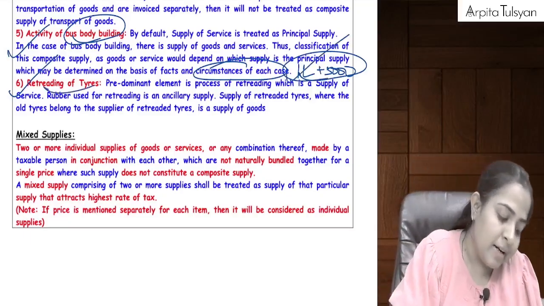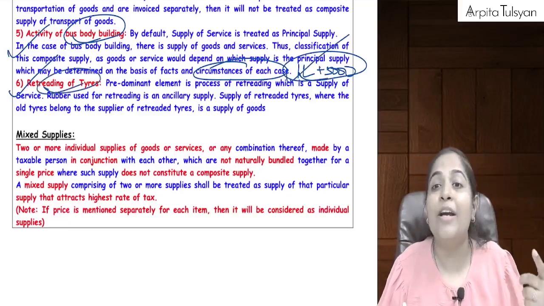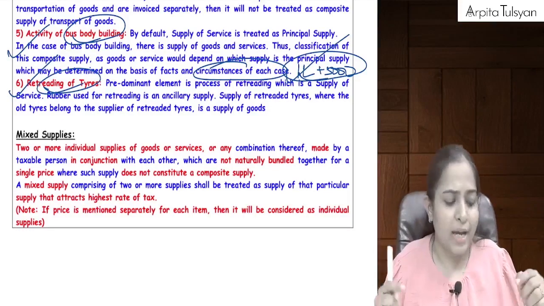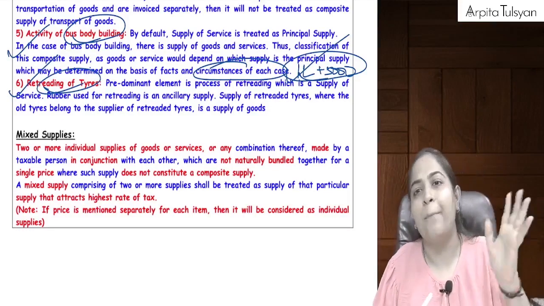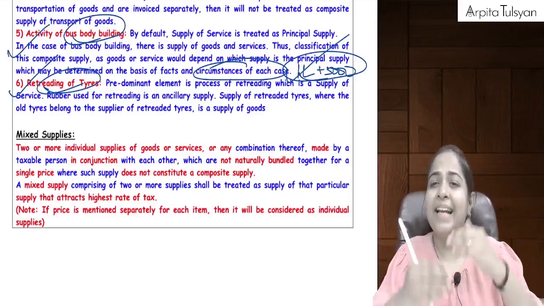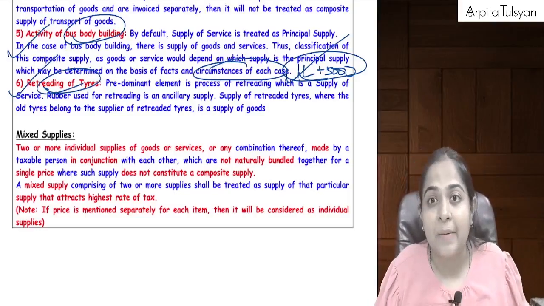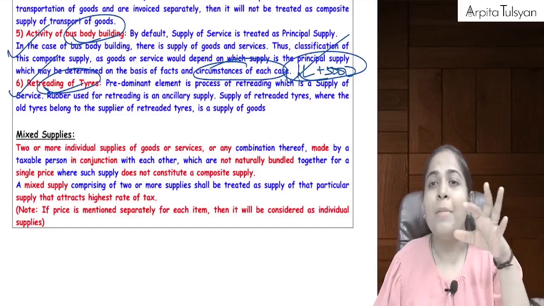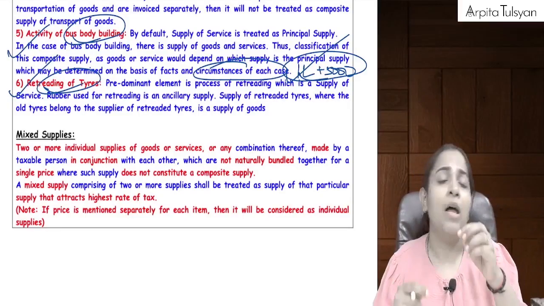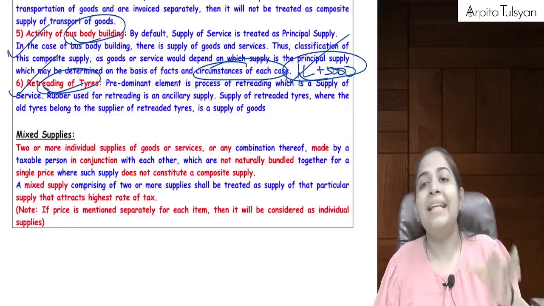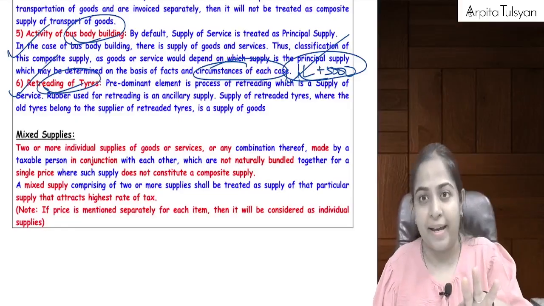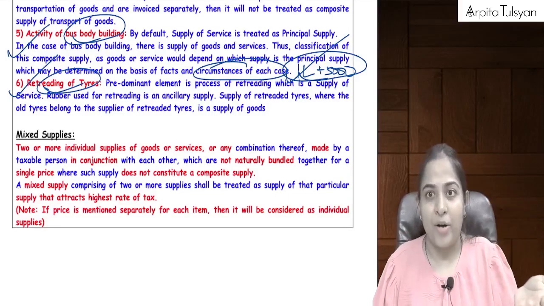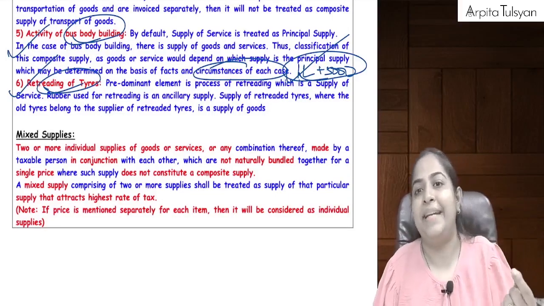Similarly, retreading of tires. Let's say I have a tire of a car or a two-wheeler, and I go to a repair person and tell him, can you please repair this tire? So while repairing the tire, he will use some raw material. Maybe he will use some thread, etc. He will use some material and then he will mainly do the repair, right? So here, what is more important? Repairing is more important. That thread is a very petty thing there.